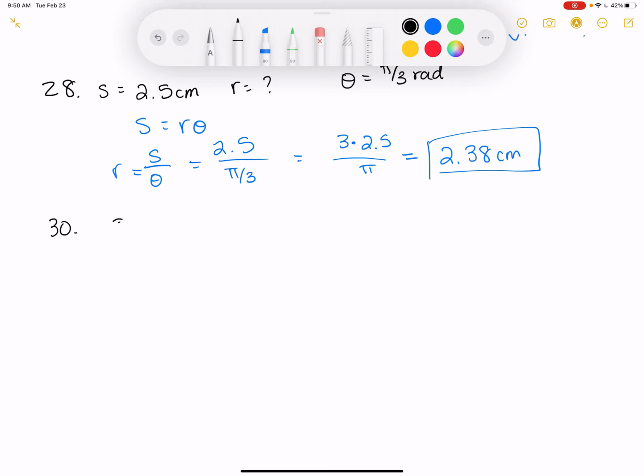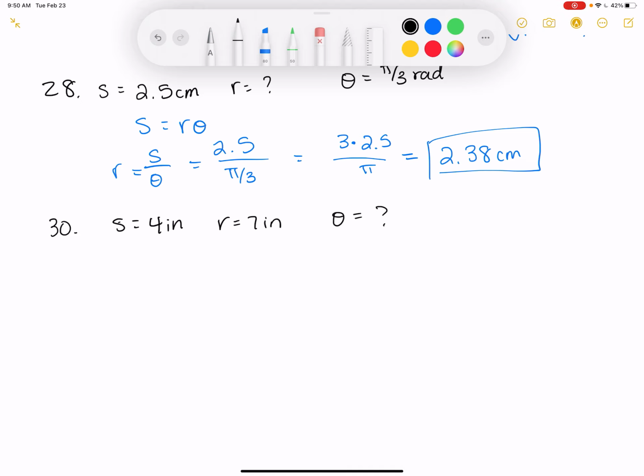30. S is 4 inches. R is 7 inches. And theta is what we don't know. Also, if they were to give you one where the units don't match, you've got to make them match. Like if it gave you one in inches and one in feet, you've got to pick one and convert. It looks like they don't do that, but make sure you check it.